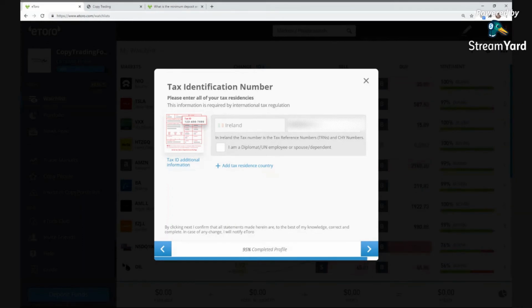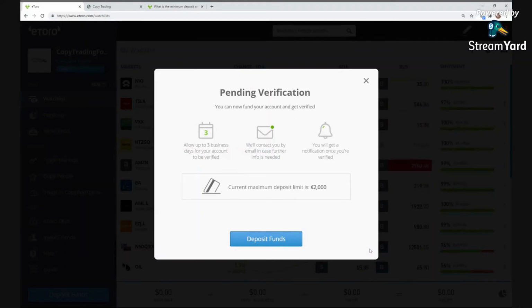Okay, just double check that everything is correct. Yes. Okay, that's correct. So all I do here is there's a tick box there. Are you a diplomat? I'm not a diplomat. So my country is already Ireland there. So I click next. And that is pending verification.